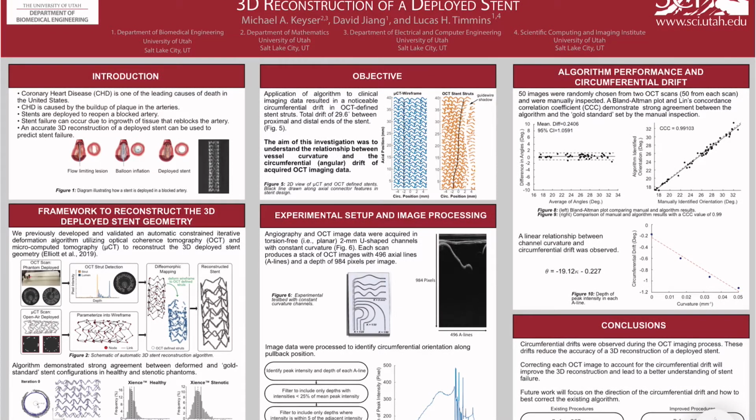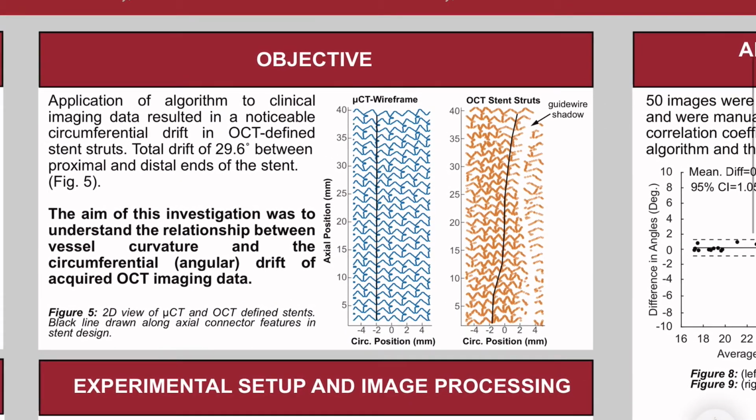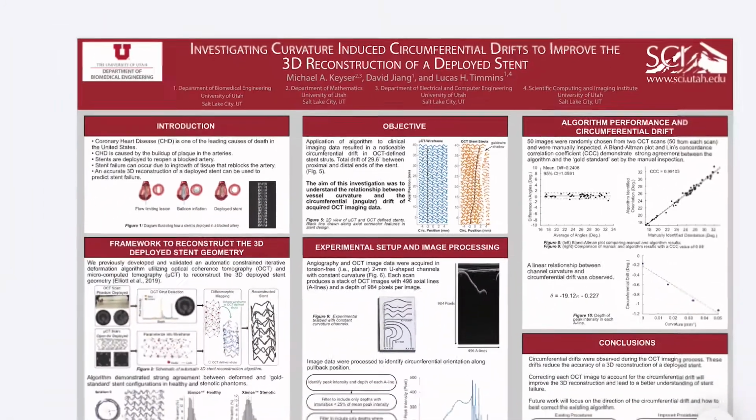The previously described framework works well in an experimental setting. However, when the stent was deployed in a real vessel, circumferential drifts due to the curvature of the vessel were observed. This can be seen in Figure 5, where the micro CT ground truth has no drifts observed, but the reconstruction changes in position. The aim of this investigation was to understand the relationship between vessel curvature and the circumferential drift of the acquired OCT imaging data.